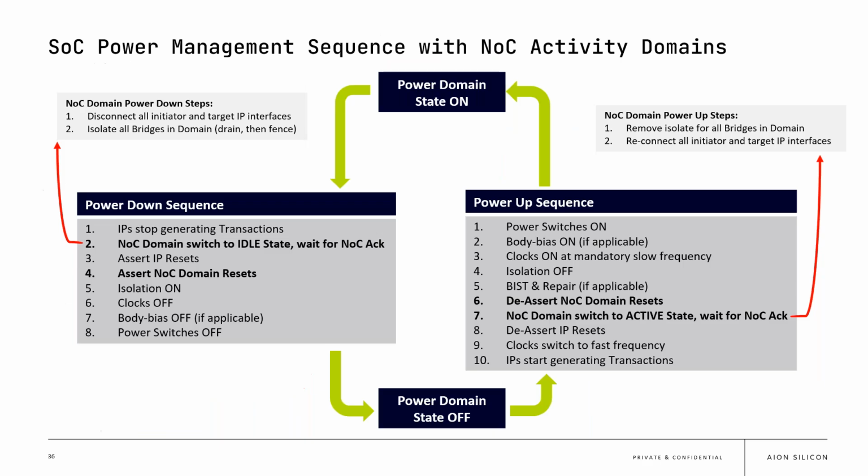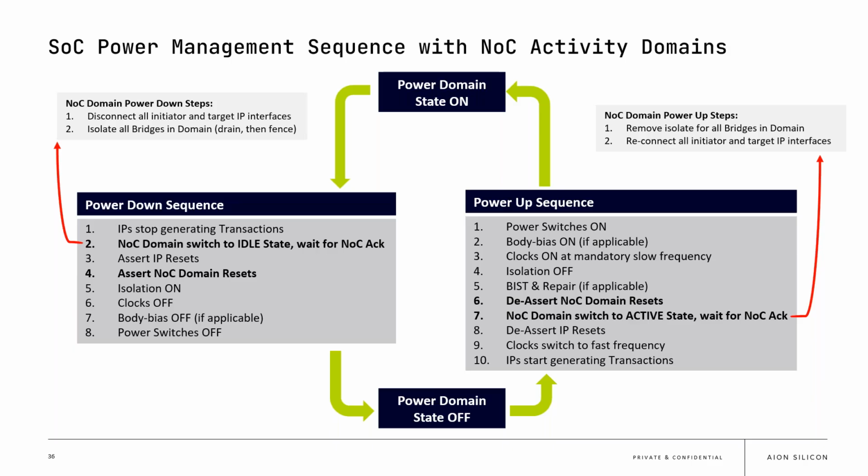On power management, transitioning from power state on to power state off, a bunch of functions need to be performed, and the ones that are most relevant to the NoC for power down are step 2 and step 4, right? So for step 2, you have the power domain switch to idle state. And what does that do? First thing it does is disconnect the IP interface from the initiator bridge so that no transactions are received from the IP.